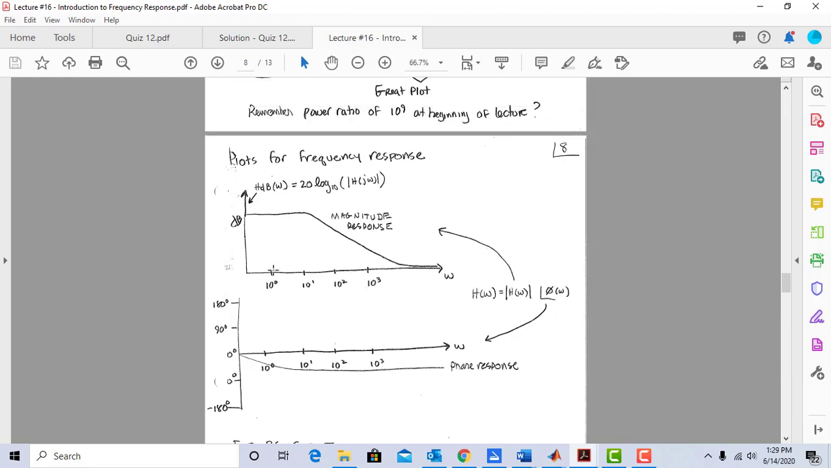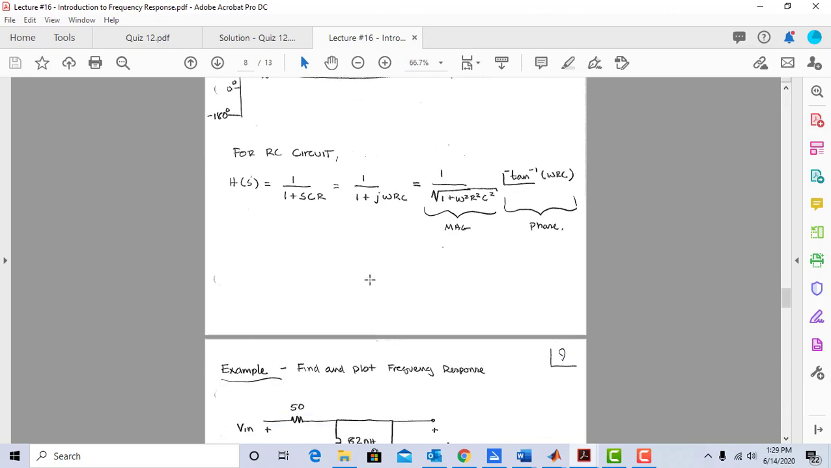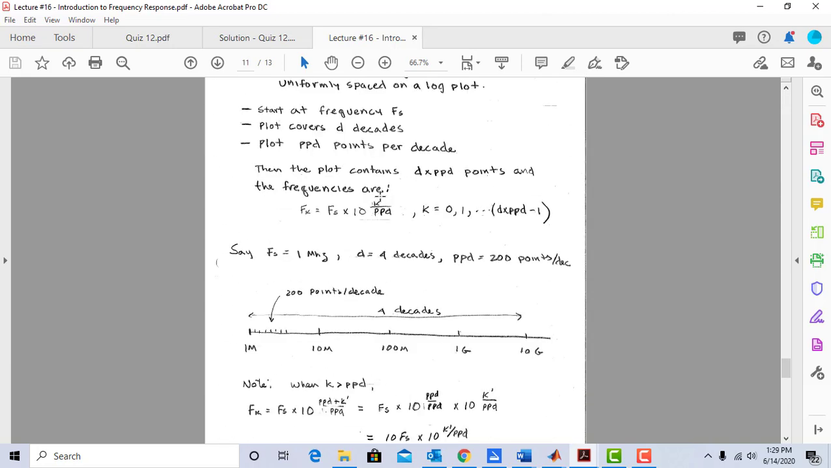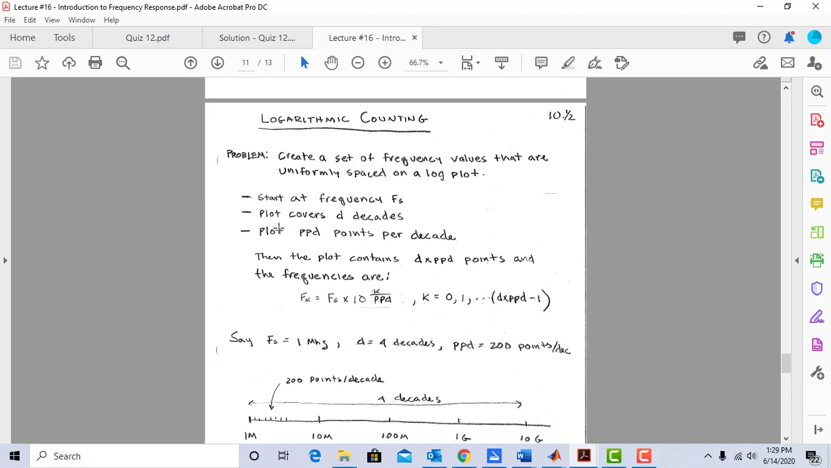Each one of these is a decade, right? 10 to the 0, 10 times that is 10 to the 1. 100 times that is 10 to the 2. So each of these is a decade. So what I'm saying is I want d decades total for my plot, and I want points per decade, ppd, points for each decade.